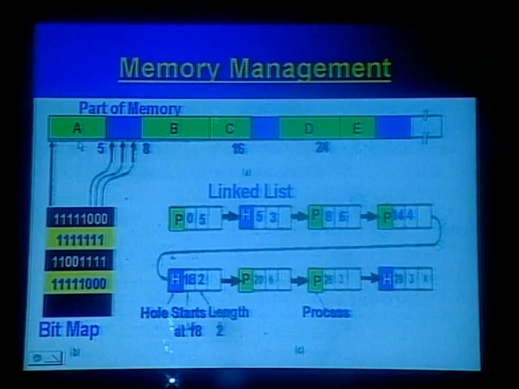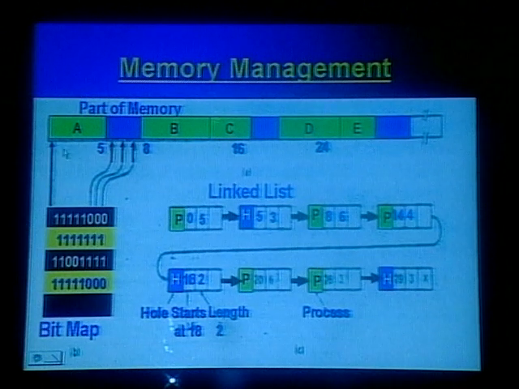Now let's look at how memory management with bitmaps works. Let's look at a diagram. We have processes, jobs A, B, C, D, E, and then in that part of memory we have certain holes or empty parts. We see here in this color, this part is empty, this part is empty, and this part is empty.